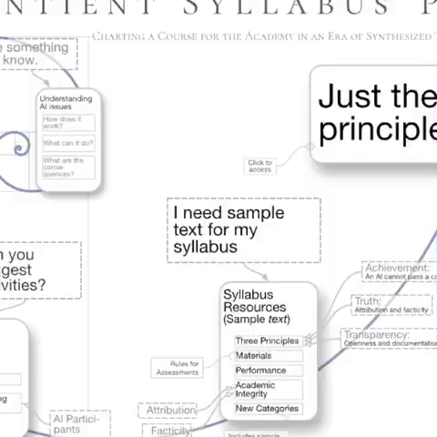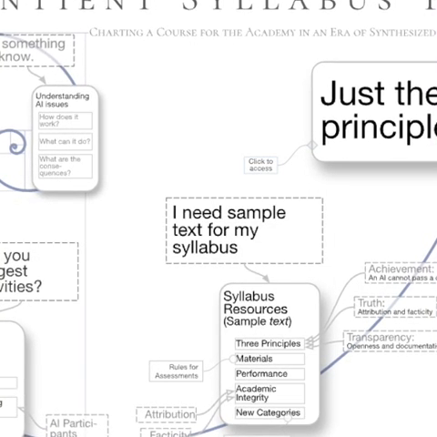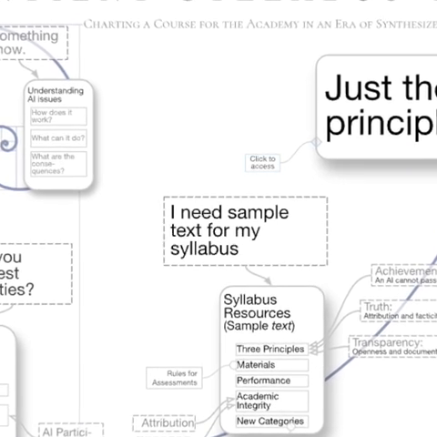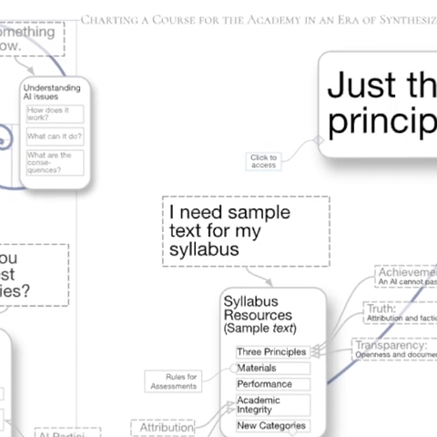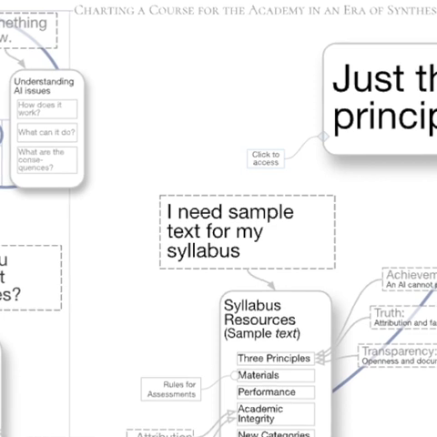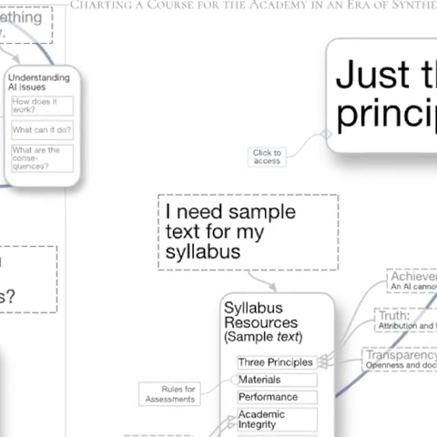Next, we have the Sentient Syllabus Project. This open source, constantly evolving initiative provides resources on AI technology in higher education. It offers general principles on AI in the academy, what faculty and administrators need to know about AI, additional syllabus resources, ideas for course activities, and guidance on creating course learning objectives.